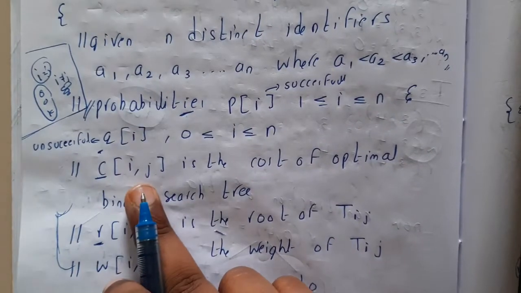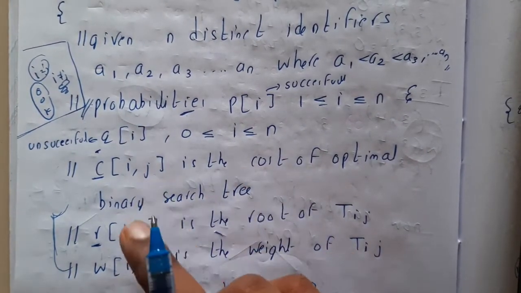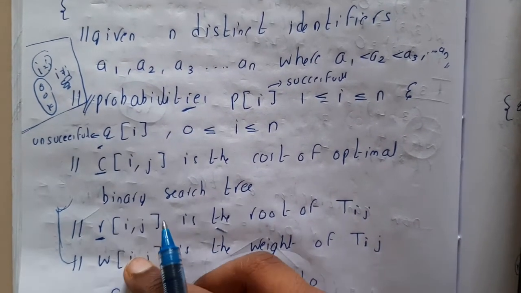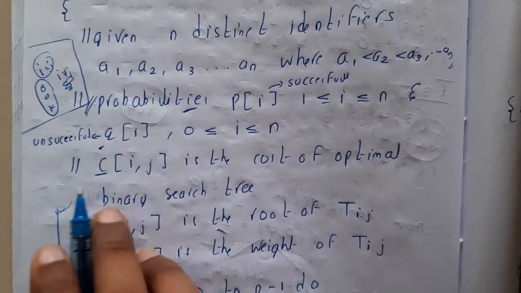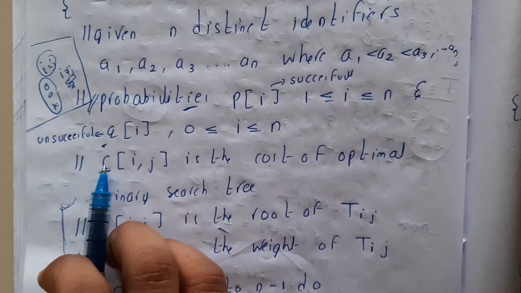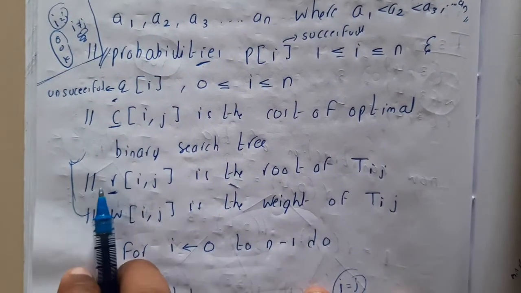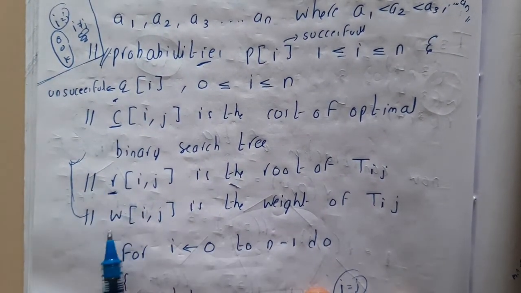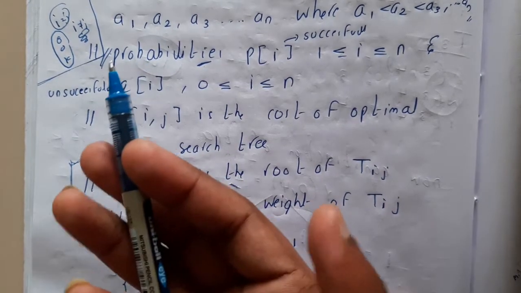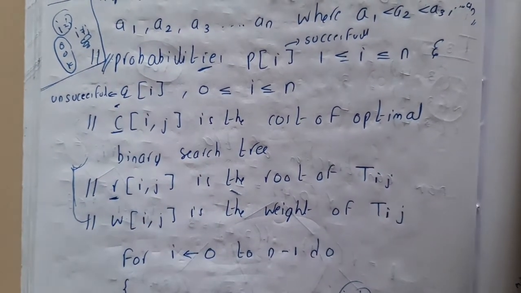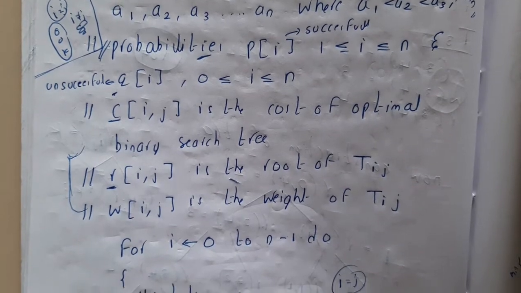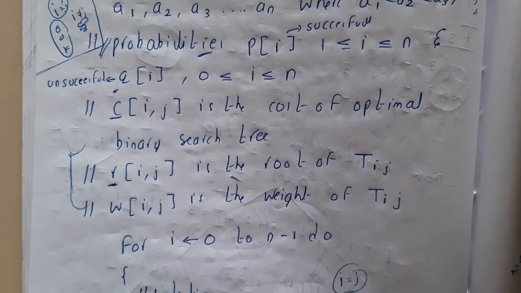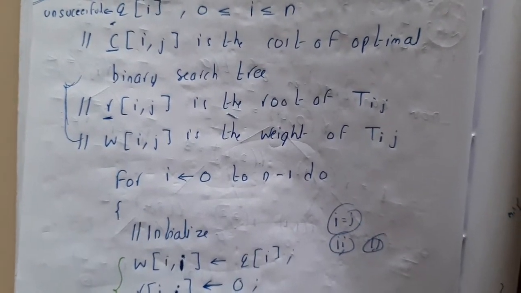c of i comma j is the cost. I forgot to say in our previous lecture what c, r and w are. Basically c is the cost, r indicates the root, and w is the weight. So these are the three terms which will be used. I hope everyone got a clear idea at least of the terms. Let us continue with the algorithm.